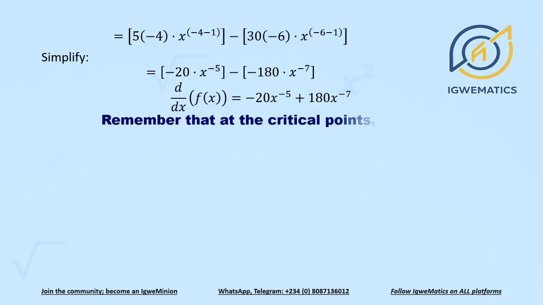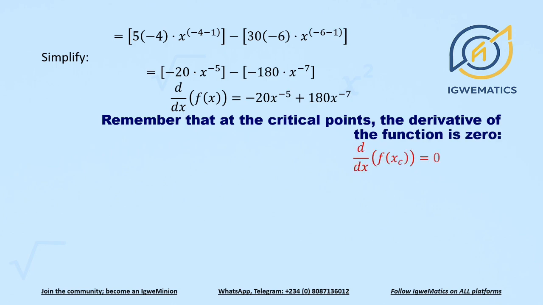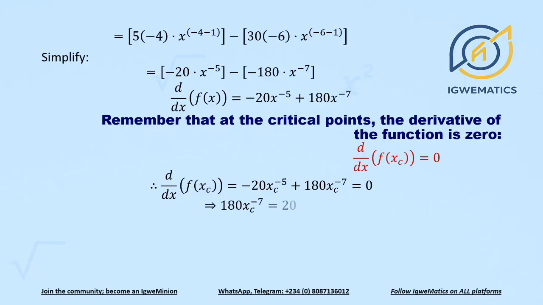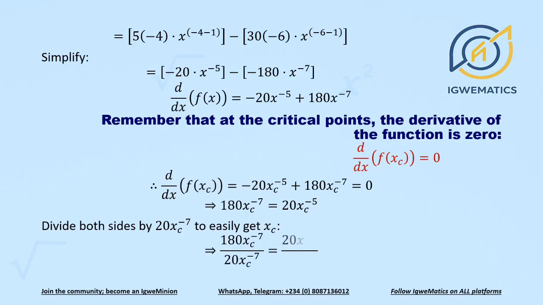Remember that at the critical points, the derivative of the function is 0. This means that f'(x) at the critical point is equal to 0. This implies that 180x^(-7) is equal to 20x^(-5). If we divide both sides by 20x^(-7), we would be able to simplify the value of x.